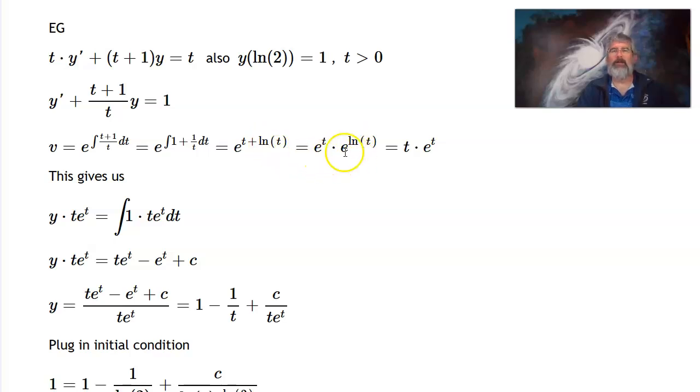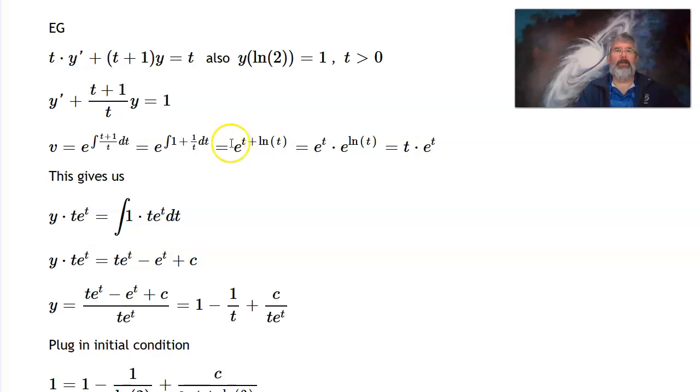Then I'm going to simplify this. So e to the t plus log t is e to the t times e to the log t. Usually we're going the other way. If you're multiplying two things with the same base, you add the exponents. So I'm going the other way now. That's a product. And e to the log t is just t. So there's the t, and there's the e to the t going there. So my integrating factor is t e to the t.